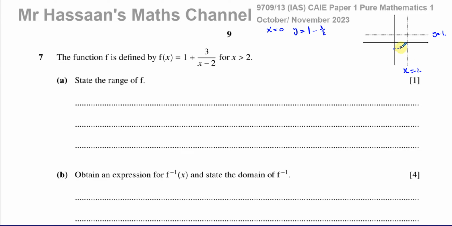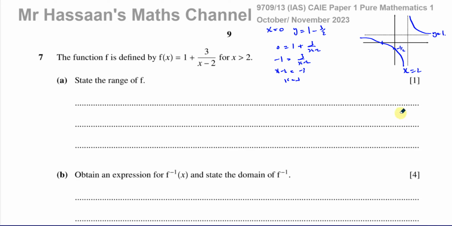And when y is 0, which will be where it crosses the x-axis, you end up with 0 equals 1 plus 3 over x minus 2. So minus 1 equals 3 over x minus 2. So you can say x minus 2 equals minus 3. So x equals minus 3 plus 2, which is minus 1. So it crosses the x-axis at minus 1, over here. So it's going to have this type of shape on this side, and this type of shape on this side. That's how the graph of this function would look.